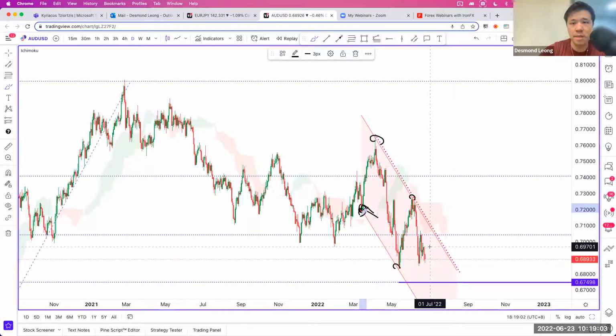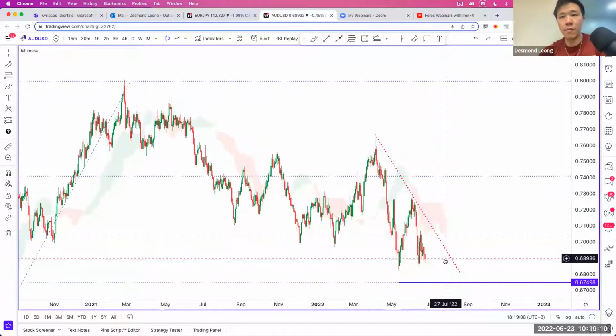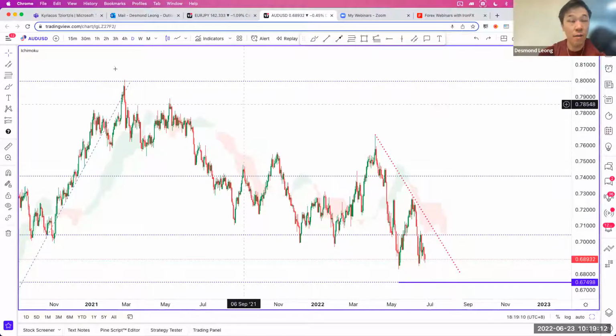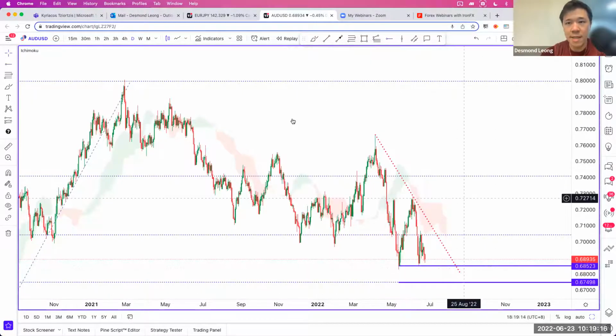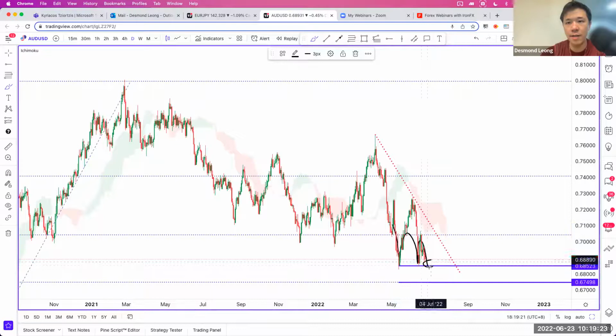So maybe I wouldn't really consider this a nice channel per se, but it's something to consider, right? Now, one of the key levels that we're looking at is the support level over here. There's clearly a support. Price bounced once, price bounced twice. Price is at that level. There's clearly a support level over there.